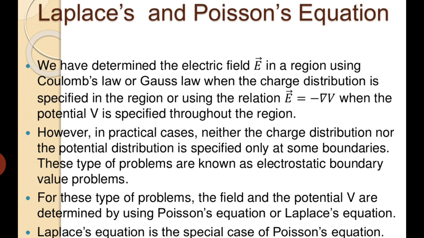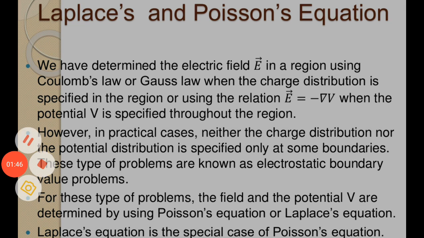But in practical cases neither the charge distribution nor the potential distribution is specified everywhere, only at some boundaries. Means practically we know the charge distribution and potential distribution only at some boundaries. So these types of problems are known as electrostatic boundary value problems.